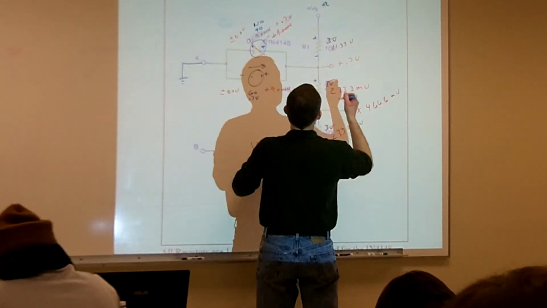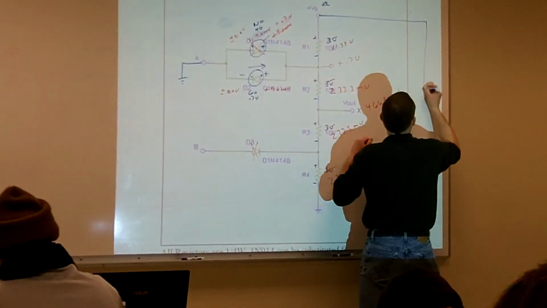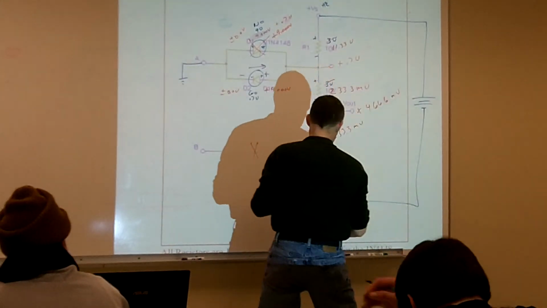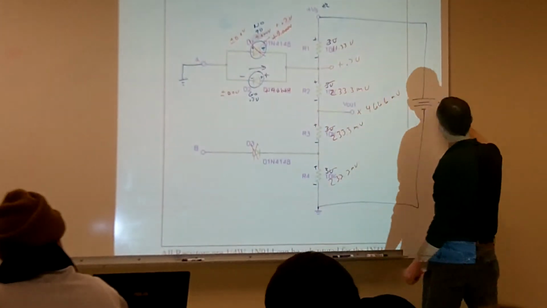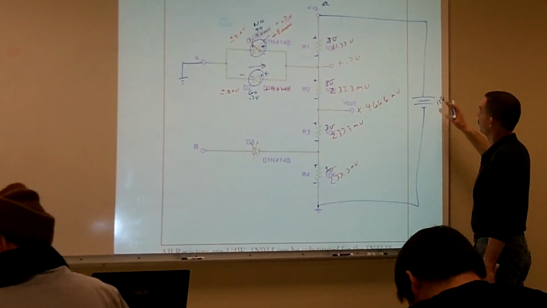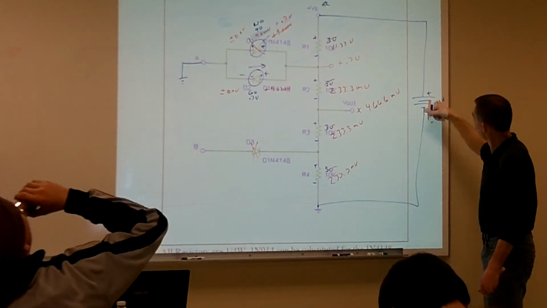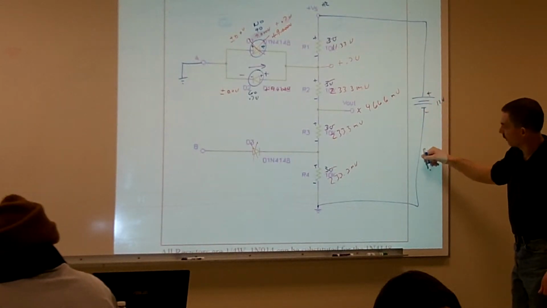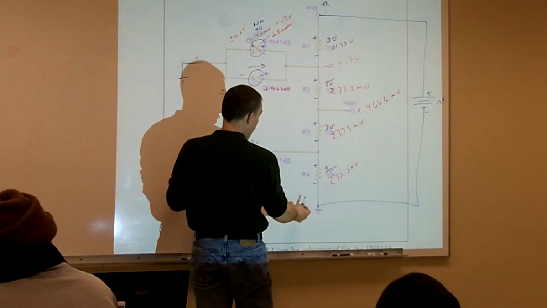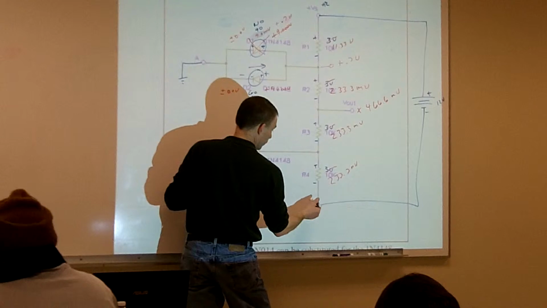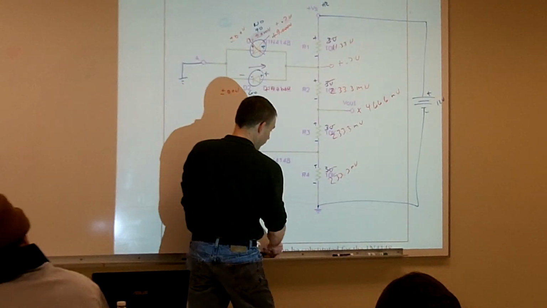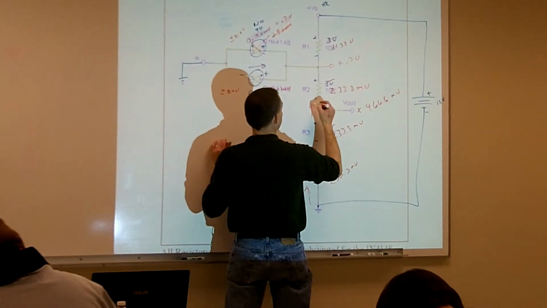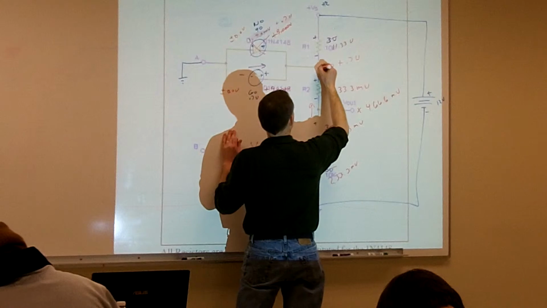If we did the current paths on this one, there's my circuit. This time there's only one source, so all my current is coming out of my power supply. All my current is coming up through R4, going through R3, going through R2, and then it's going to come up to this current node here.